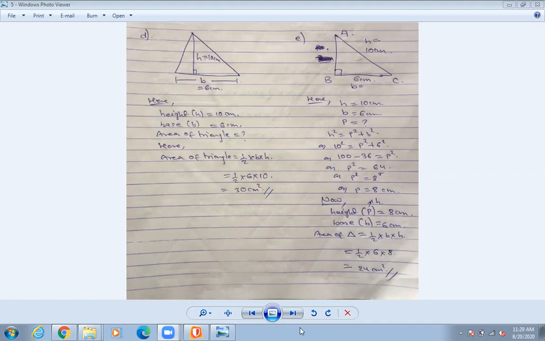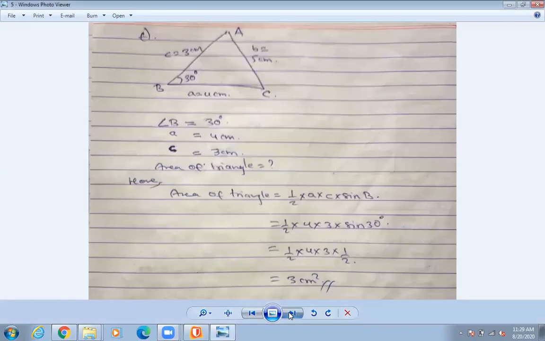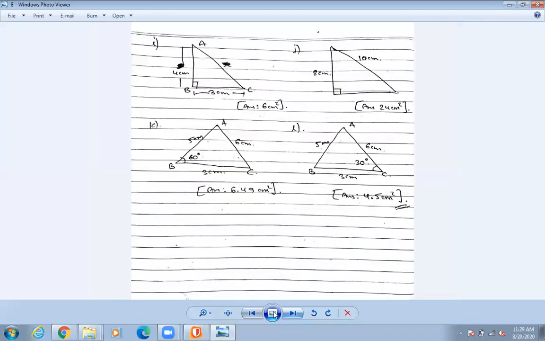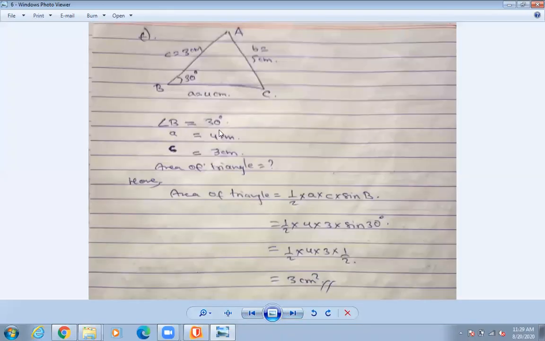Okay, so let us go a little bit quickly. Hope this is also completed. Okay, I'll send you the photo. This is the last question, please. And these are the homeworks. I'll send you later on.